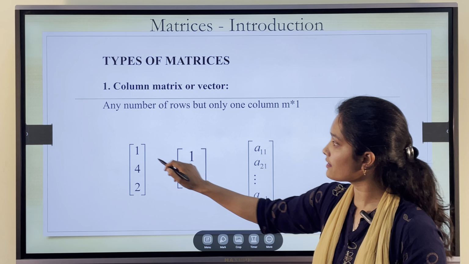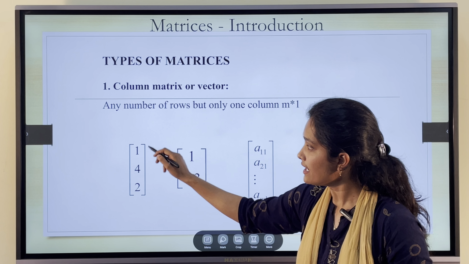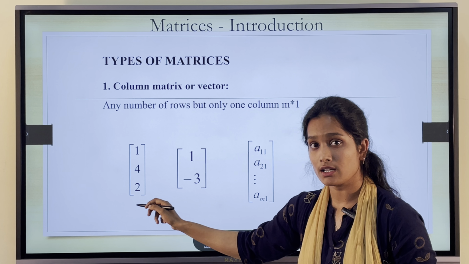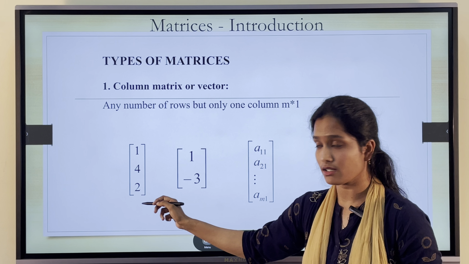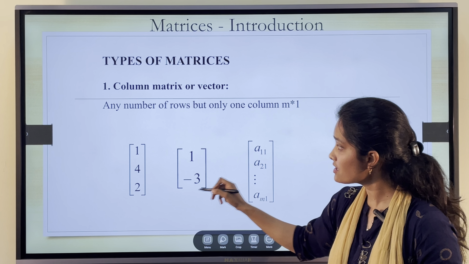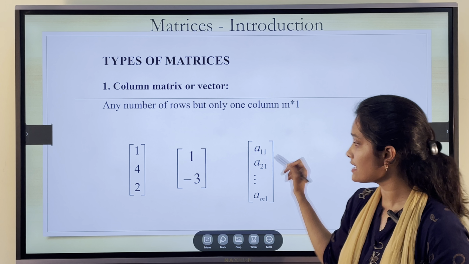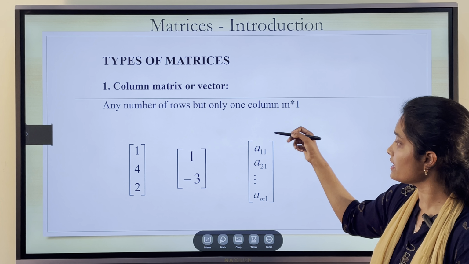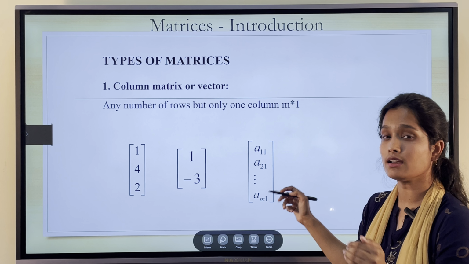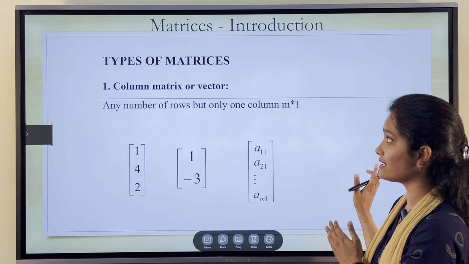which means that in this particular example we have one column and 3 rows with it, and in this we have one column, 2 rows, and in this particular example we have one column and m number of rows attached to it.